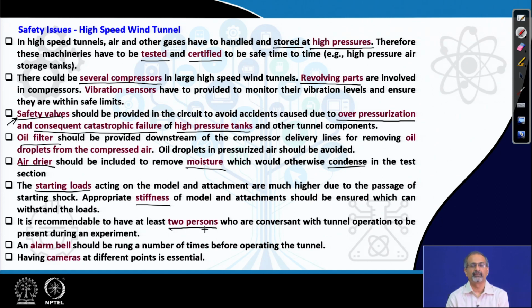That means, you need to have 2 persons who are conversant with tunnel operation present during an experiment, like we mentioned for low speed wind tunnels. You need to have alarm bells, you need to have cameras deployed according to the need of the facility, and obviously safety switches, which need to be used for immediate shutdown if need arises.